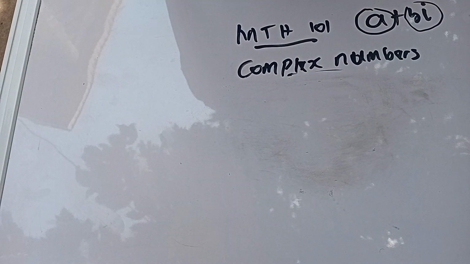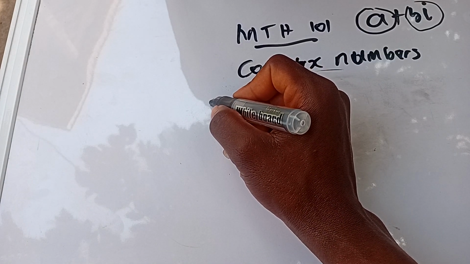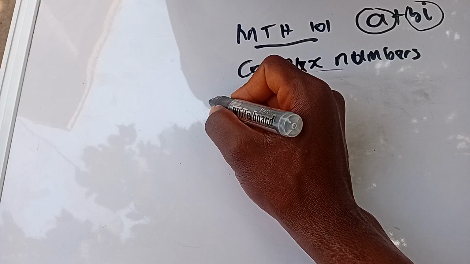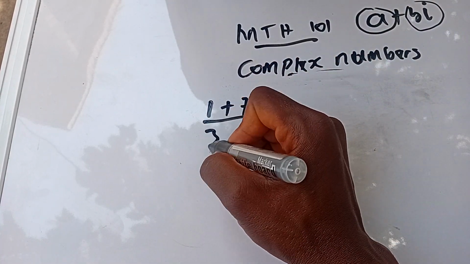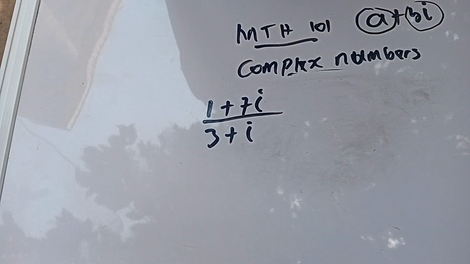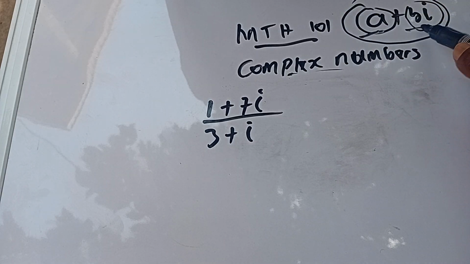Now let's move to a few questions. Let's say: find the real and imaginary parts of, let's say, 1 plus 7i divided by 3 plus i. We want to find the real and imaginary parts, meaning our final answer should be in the form where we have the real part and the imaginary part.